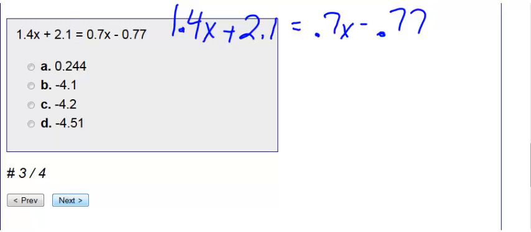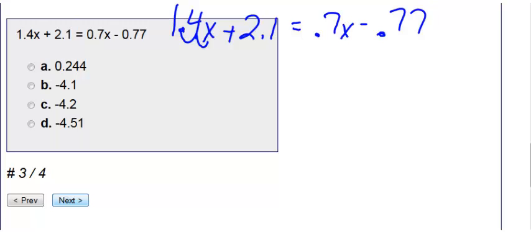So if I look at this 1.4, if I were just to move the decimal one place, that would get rid of it. 2.1, I'd only have to move it one place. 0.7, I'd only have to move it one place. But I look at 0.77, I'd have to move that one 2 places to get rid of it. So if I have to move that one 2 places, I have to move them all 2 places. So that's what I'm going to do. I'm going to move my decimal 2 places to the right.